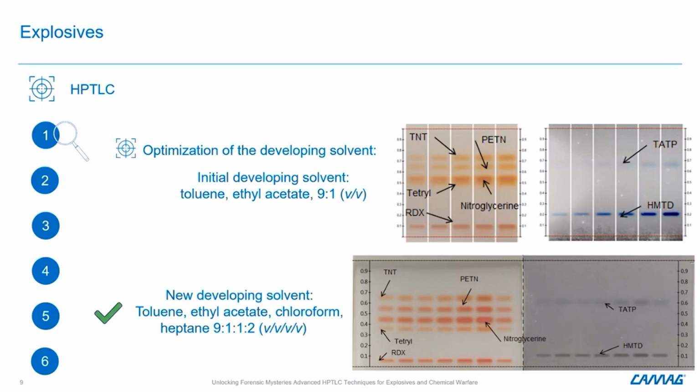We have a clear resolution between all the standards. So we have at the bottom the RDX, then we have the tetryl, the nitroglycerin, the PETN, and the TNT on the top. You see that the TATP is between the TNT and the PETN, and then the HMTD is above the RDX.